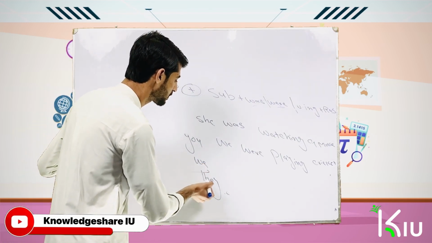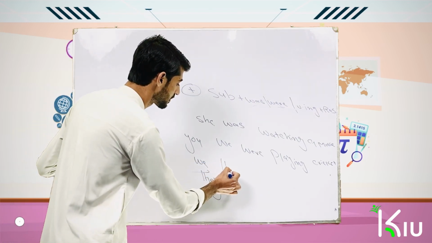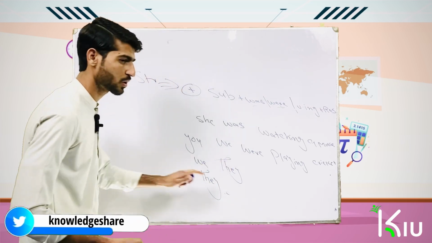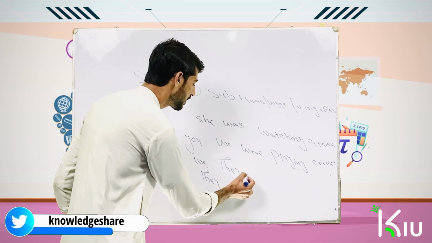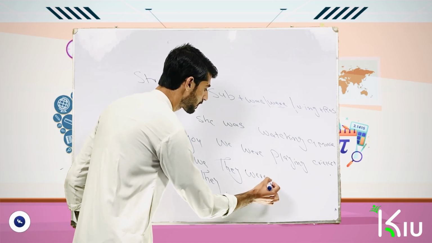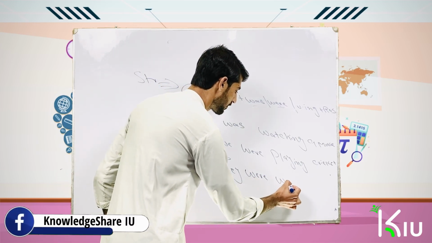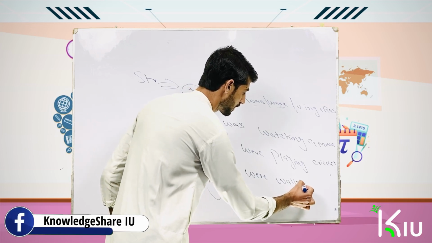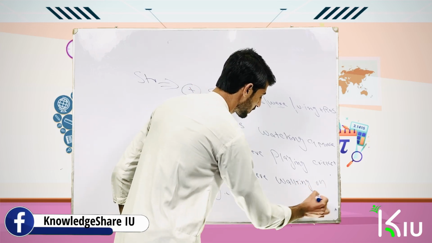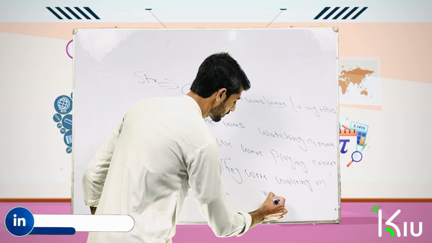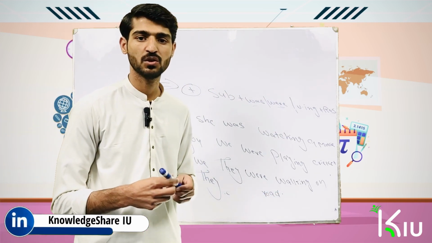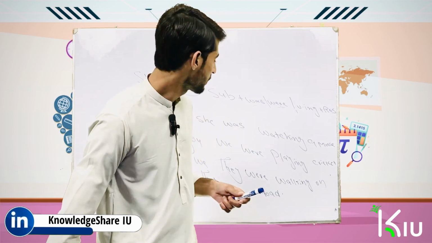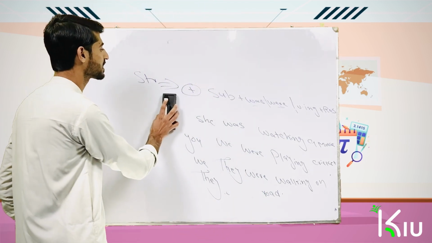For example, the next day, the subject is plural now. So if the subject is plural, we will use were. They were walking. They were walking on the road. It was all about the positive structure of past continuous tense. Now let's get ahead with the negative structure.